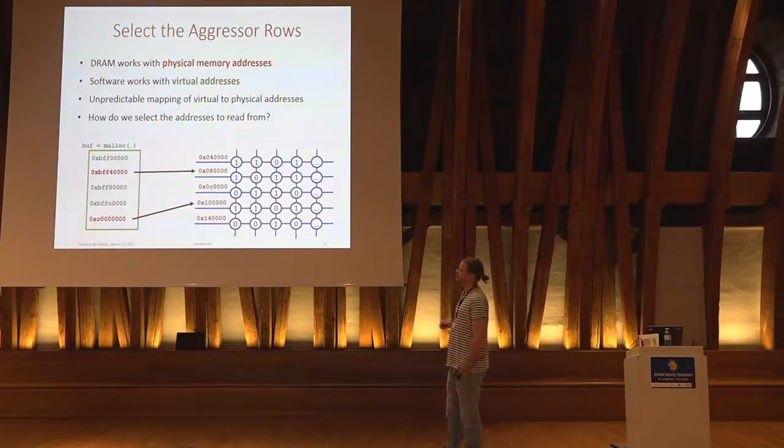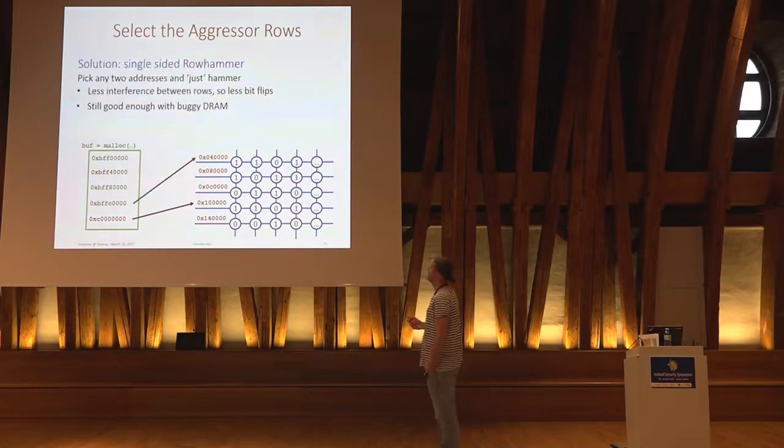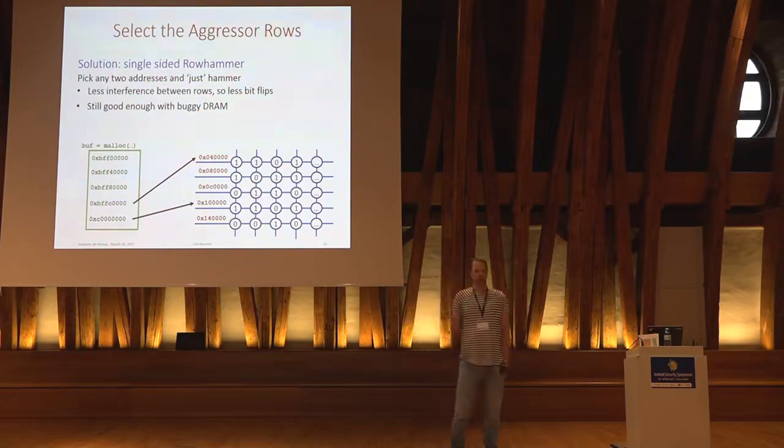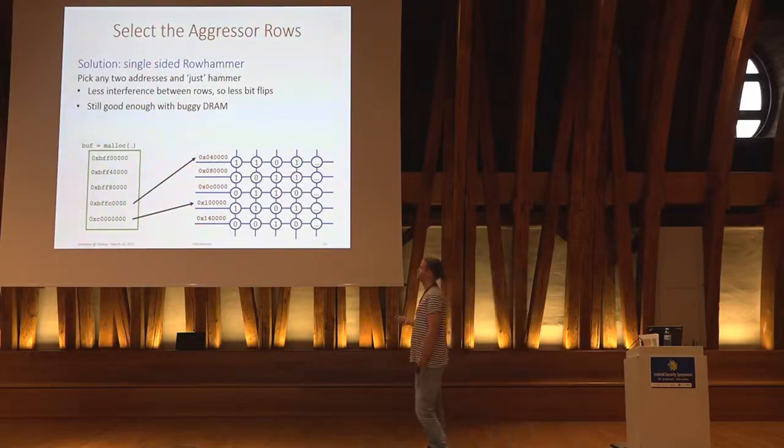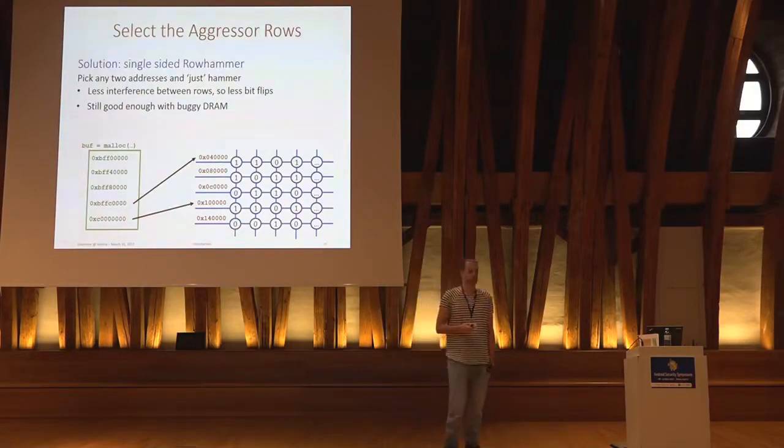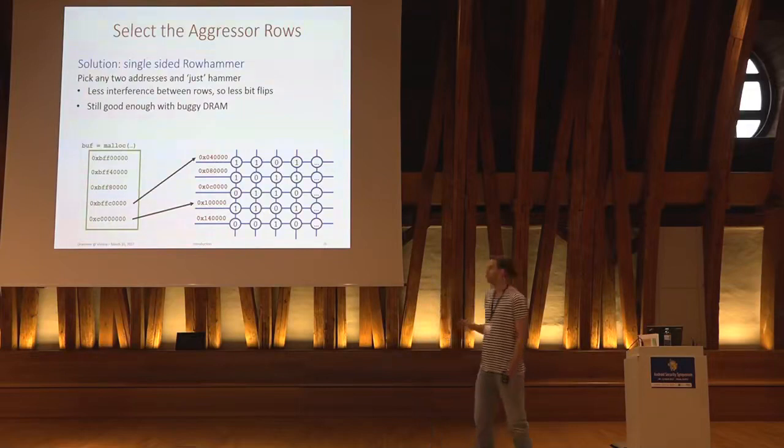So how do we figure that out? How do we know that we need to read from these two addresses? One solution is to just not, and do single-sided Rowhammer. Then you can just pick any address, and you end up with less interference between rows, so you will see fewer bit flips. But it was shown that this is still, in many cases, good enough to do reliable exploitation.